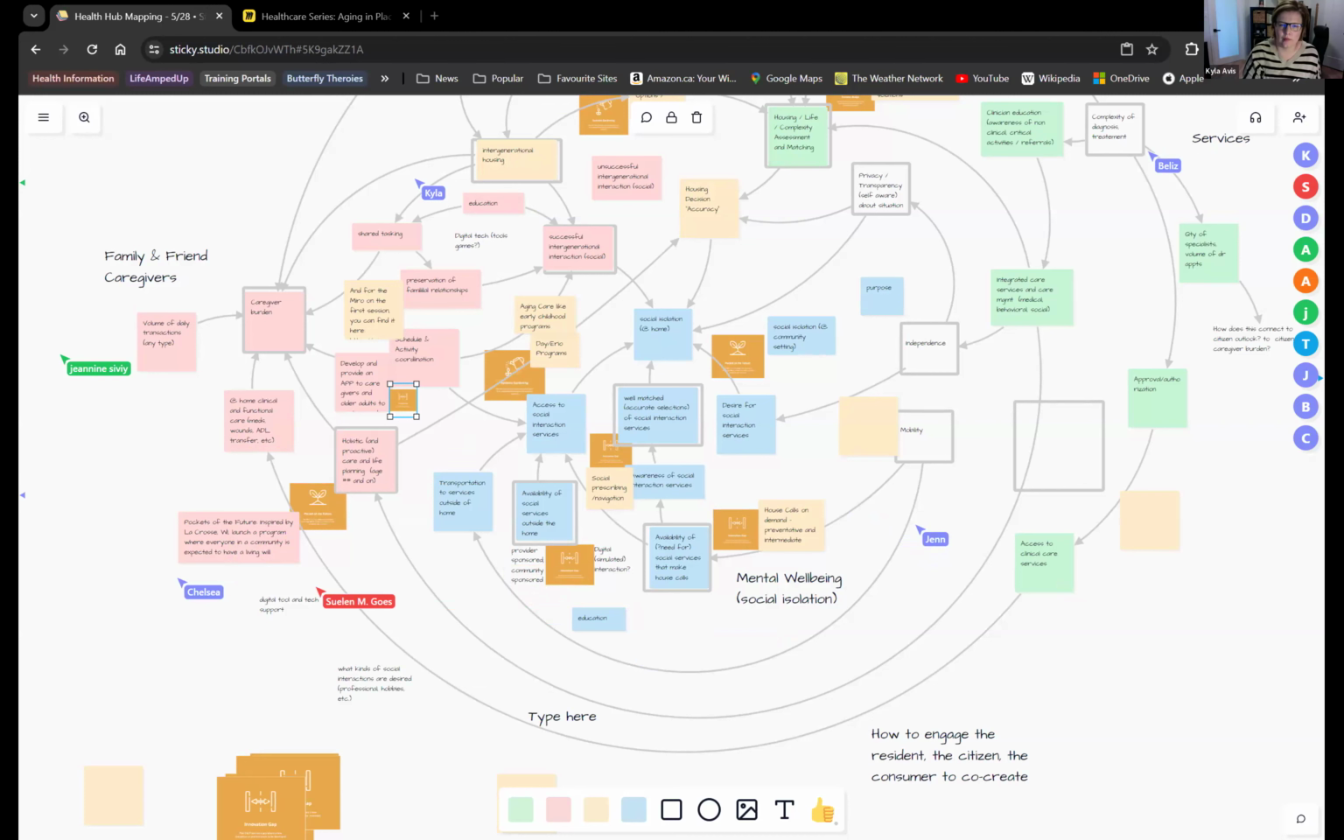Why not? Right? I wonder if there are some folks in the group who would like to share some ideas that are emerging as they're placing them on the chart, so we could start exploring what seems to be popping up.